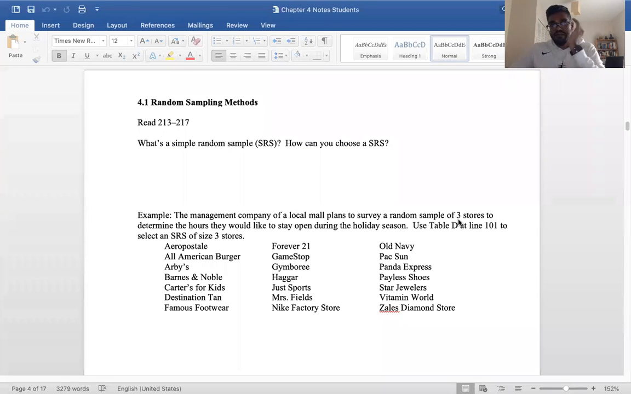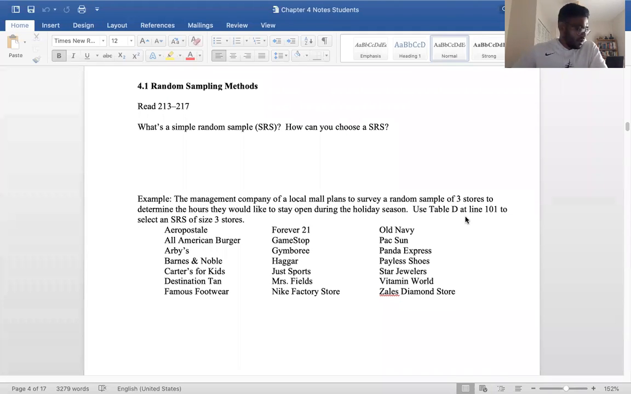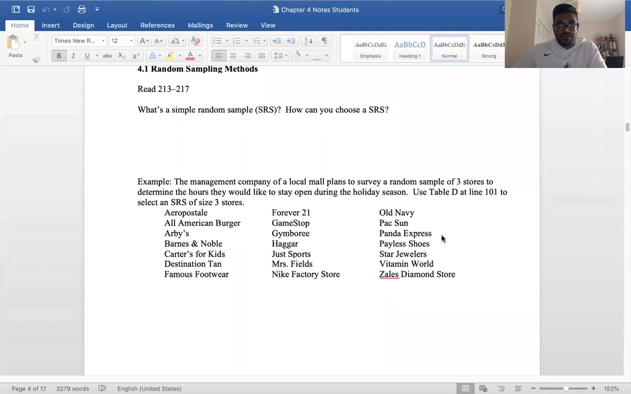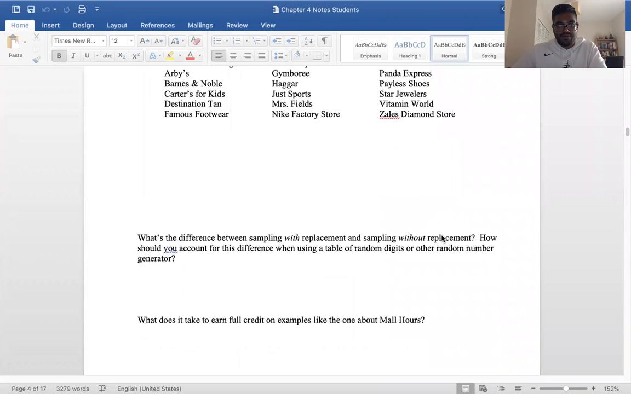Table D is a little confusing. I want to work through this one together, so we'll leave this for class. Make sure we go through that.